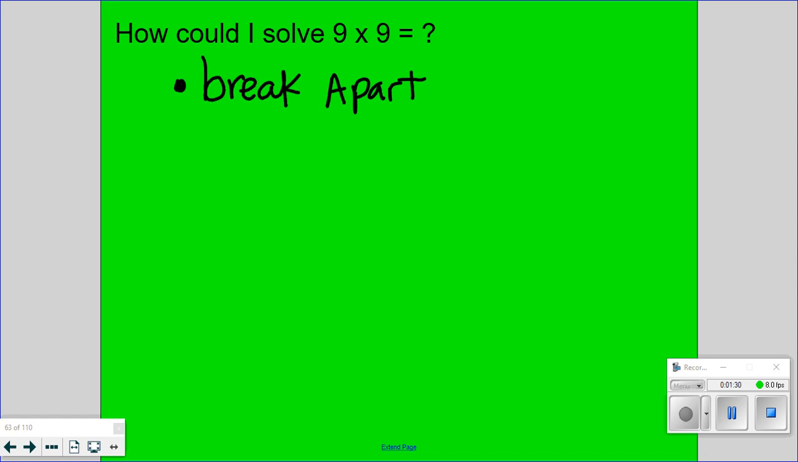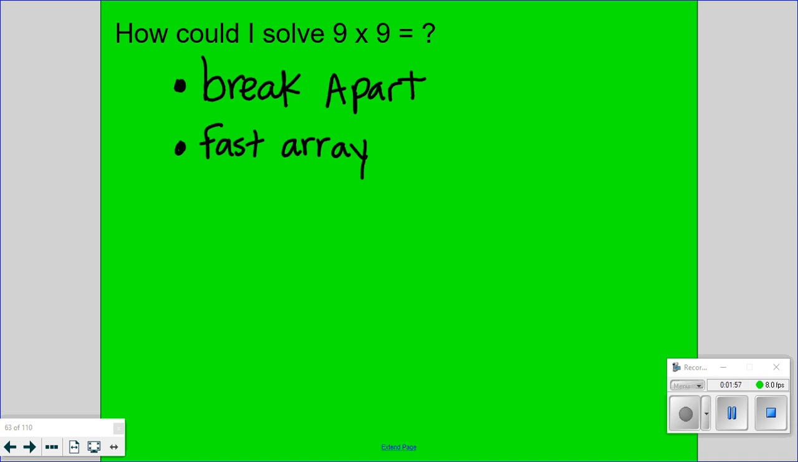Valen? We could do a fast array or a real array. Either are fine. What else could I do? Evelyn? You could round 9 to 10, and then 9 times 10, which equals 90, and then subtract 1, 90. Okay, we're going to talk about that today.